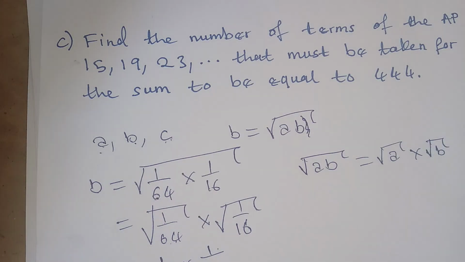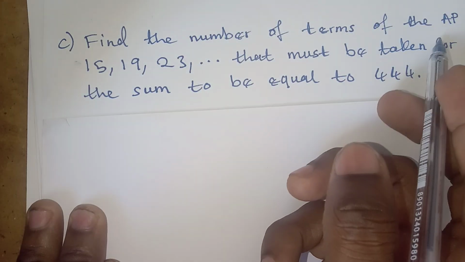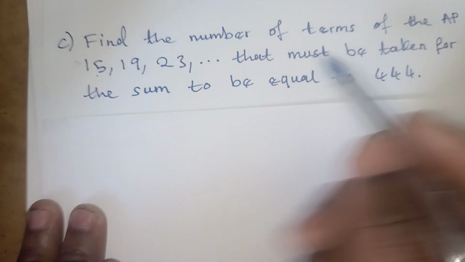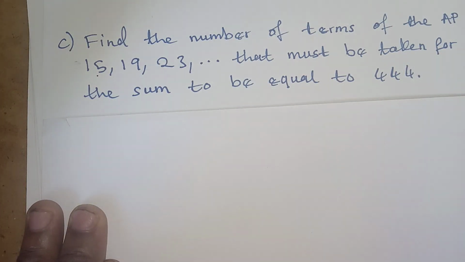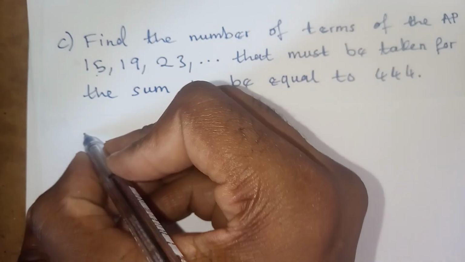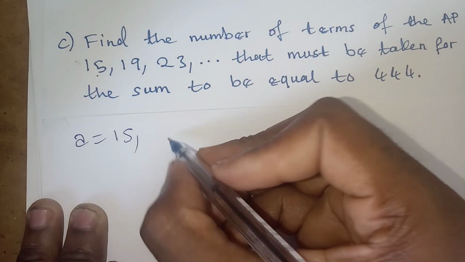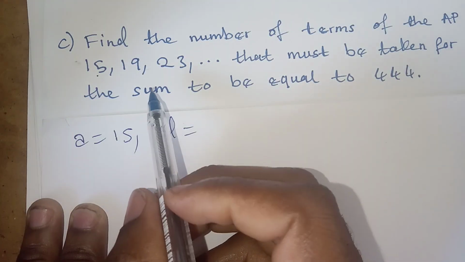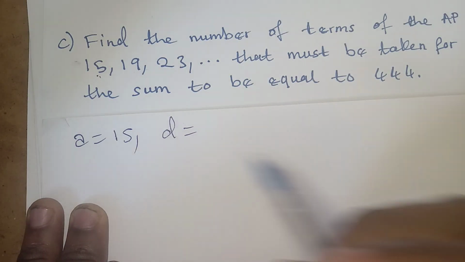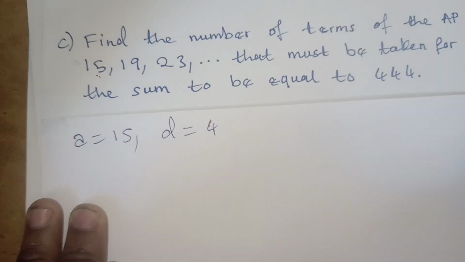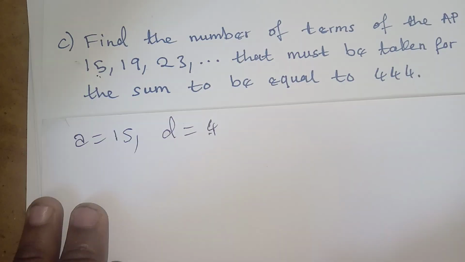So now, part C is saying, find the number of terms of the AP, this one, that must be taken for the sum to be equal to 444. So we have the first term as 15, and then the common difference, you simply subtract this from the next number or this from the next number. The answer will still be the same. So 19 minus 15 is 4, or 23 minus 19 is still 4.